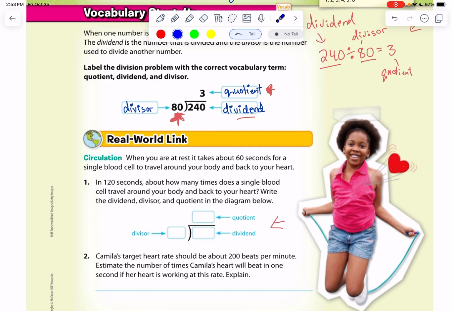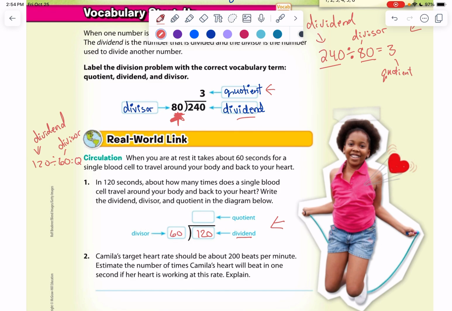So our question is, if 120 seconds goes by, how many times did that blood cell circulate through your body? So 120 divided by 60. In this problem, 120 is the dividend, 60 is the divisor, and the answer to our problem is the quotient. So 120 is the dividend. Here's the word dividend. So 120 goes in the box. The divisor goes here. And the quotient, have you figured out what it is yet?